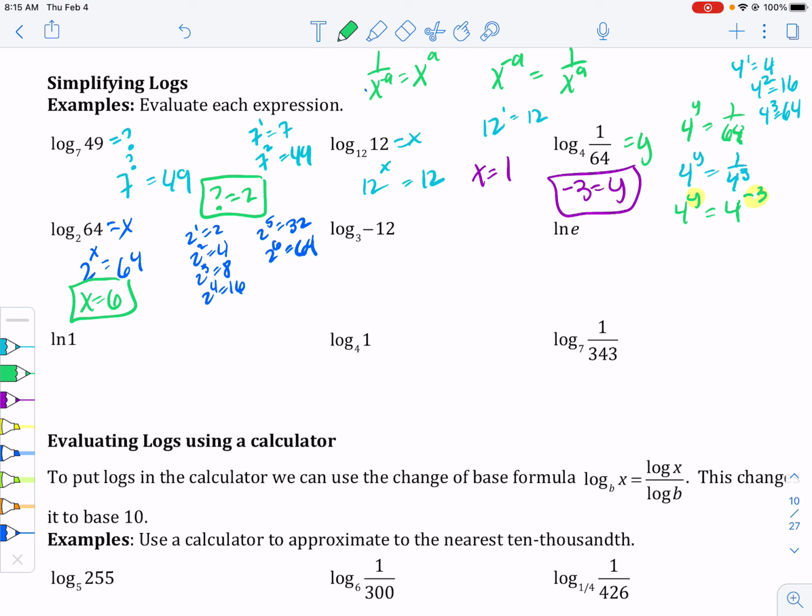Okay. So now, if we look at our next one, okay, this one we're thinking, okay, 3 to some power equals negative 12. Okay. Well, this is a little bit weird because if I check my powers of 3, 3 to the first equals 3, 3 to the second equals 9, 3 to the third equals 27. So 12 is somewhere in between 9 and 27, but it's also negative.